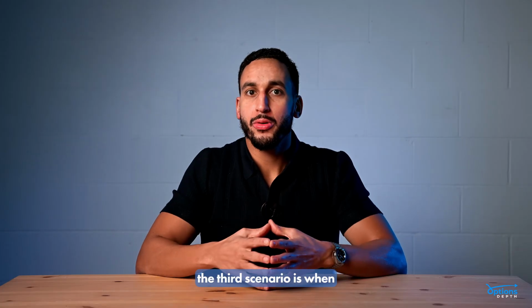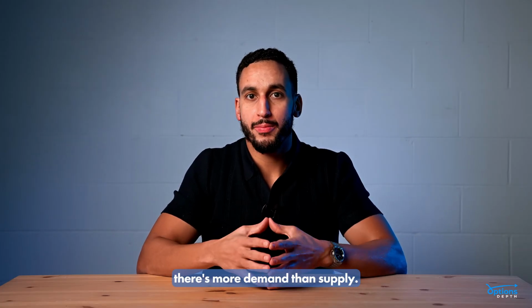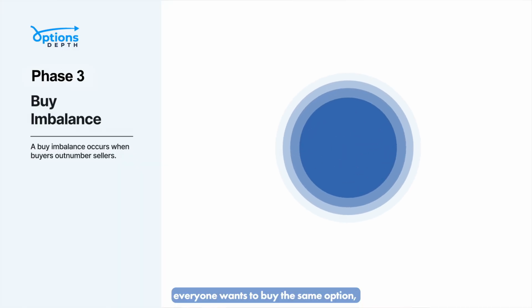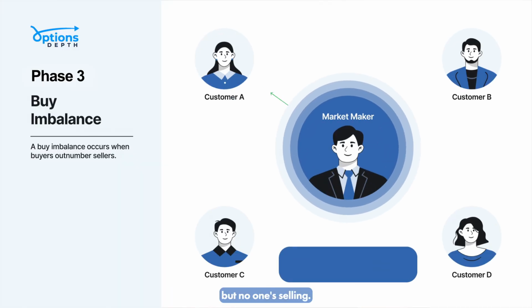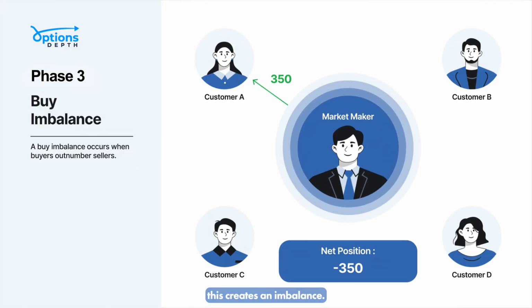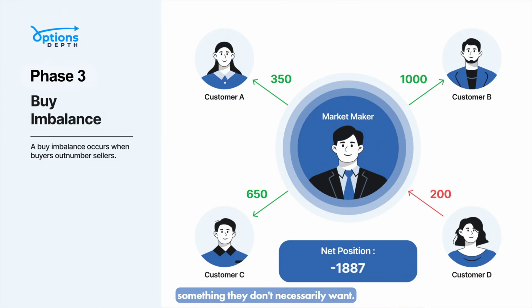The third scenario is when there's more demand than supply. Now flip it. Everyone wants to buy the same option, but no one's selling. This creates an imbalance. The market maker steps in and sells to these buyers, filling that imbalance. They end up holding a short position, something they don't necessarily want.